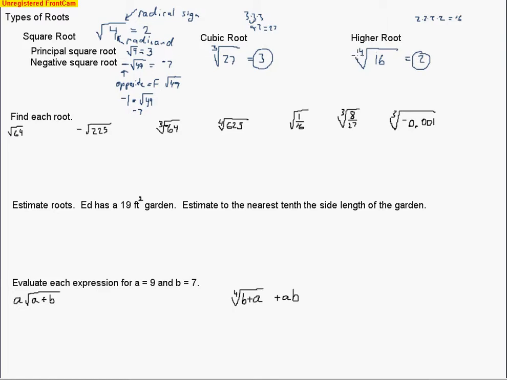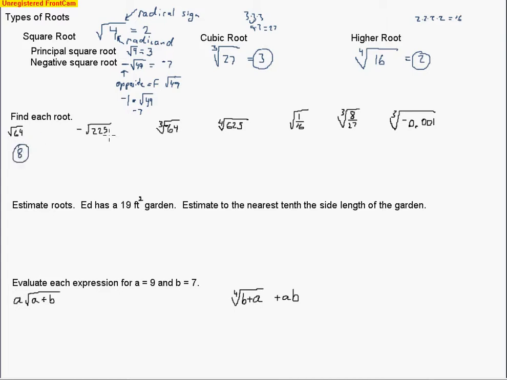So again, the number in the index, just a small number in the upper left-hand corner of that radical sign, tells you the number of roots we're looking for. So our directions are going to say find each root. Well, if you don't see an index, then we take this as a square root. So the two numbers that make 64, well, that would just be 8. And that would be your number here.